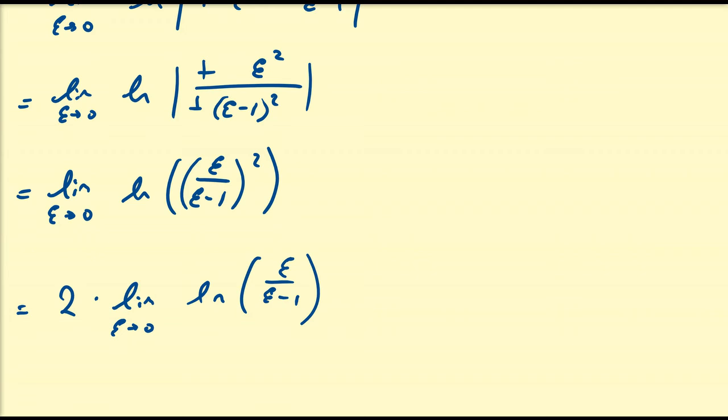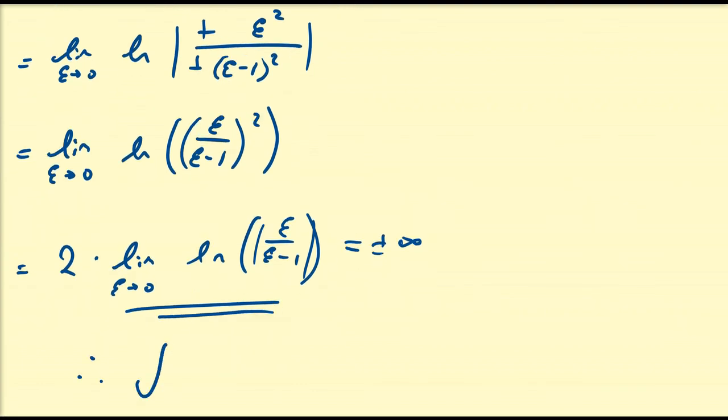So what do I have here? This is technically still absolute value. As epsilon goes to 0, this quotient goes to 0, and the natural log is going to go to negative infinity. If that is the case, then this definitely is not going to be finite. So this number is either equal to plus or minus infinity. You can decide which one it is. Therefore, the integral from 0 to 1 of 1 over x minus 1 dx diverges.